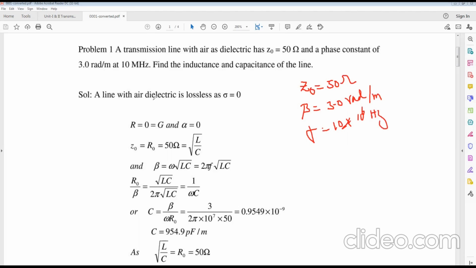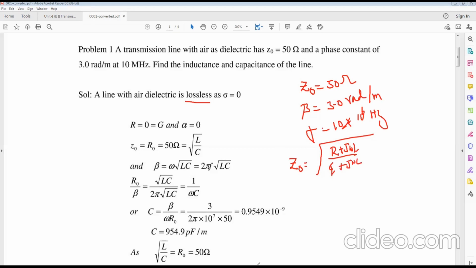They are saying that it is a line with air dielectric, which means nothing but lossless. The dielectric is lossless, which means the conductivity is 0. Conductivity 0 means R and G are both 0 and alpha is also 0, because it is a lossless transmission line. We know the characteristic impedance Z0 is equal to under root of R plus J omega L by G plus J omega C.